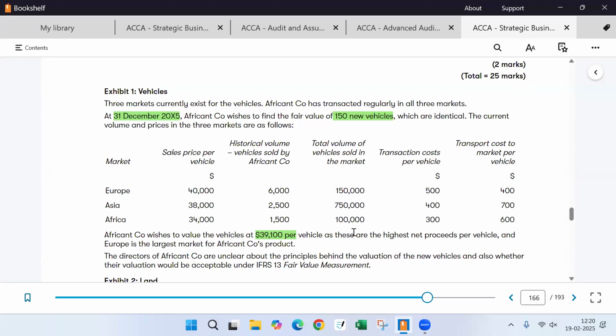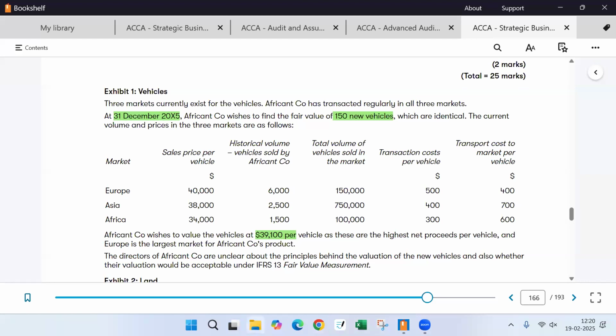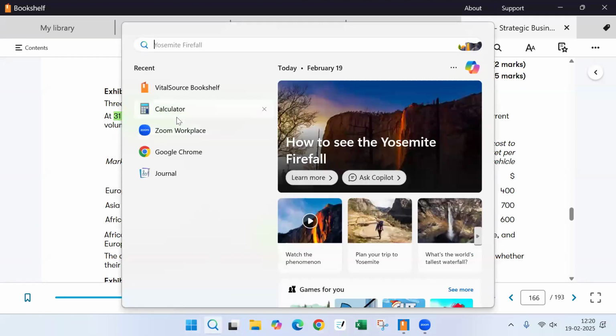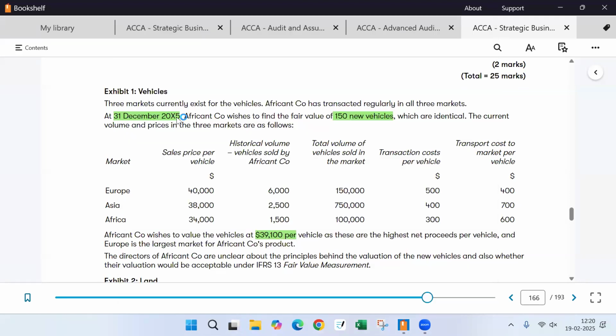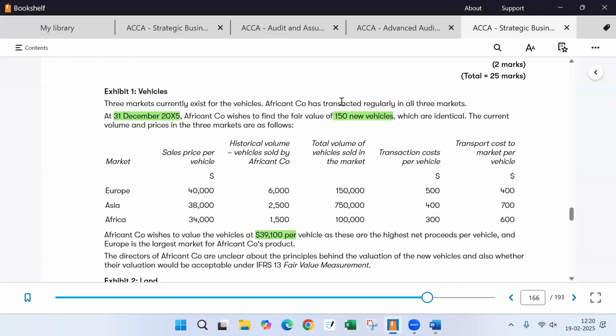So what do you think? First and foremost, what does the standard say? No, it's not IAS 2. It's IFRS 13. It's fair value adjustments. No, it's not about the inventory. It says that it wishes to find the fair value of 150 new vehicles which are available.